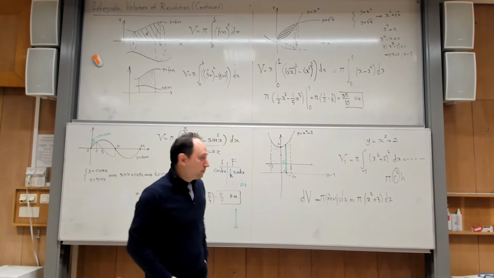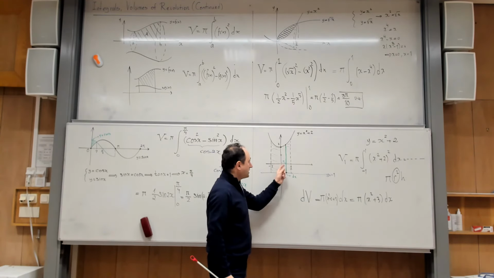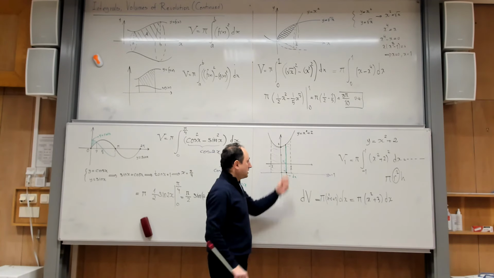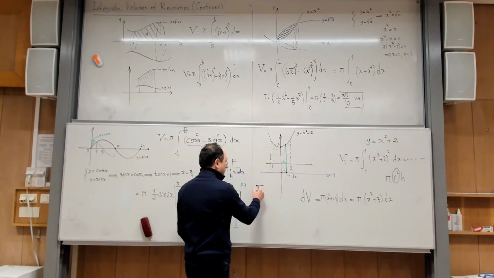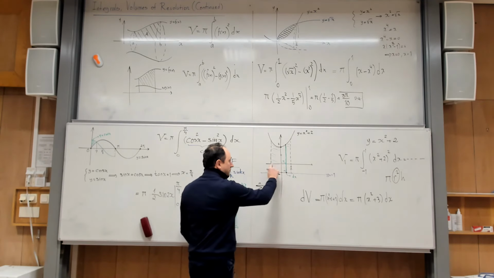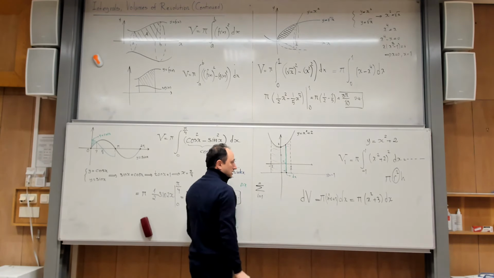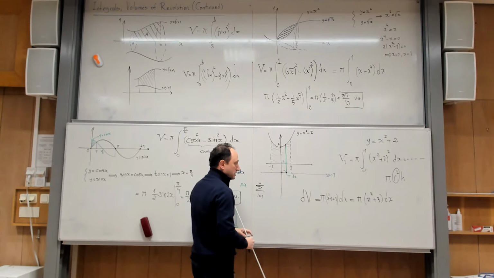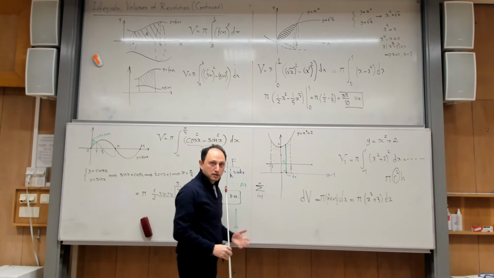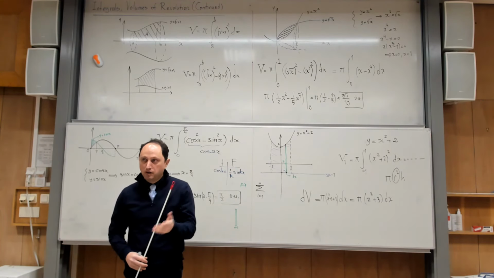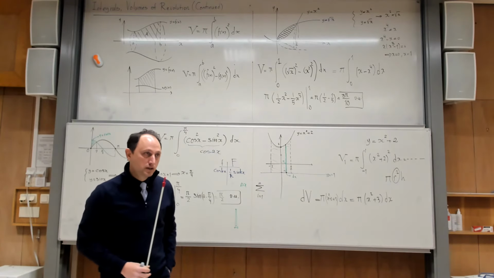Yes? But x is not a discrete index. If x is a discrete index, for example, I can say i goes from 1 to n. But x varies continuously. When something varies continuously and you want to add them up, this means that you need to change sigma with integral. Yes? So that is the meaning.